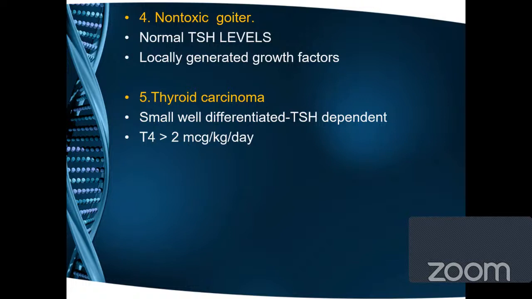Next thing, in thyroid carcinoma patients, there are TSH dependent carcinomas. In this case, if you give higher levels of thyroxine, we know that there is feedback inhibition. If there are higher levels of thyroxine in the patient's body, it will inhibit the release of TSH. So we can check the TSH dependent carcinoma. So their growth can be checked or reduced by giving thyroxine in higher doses.